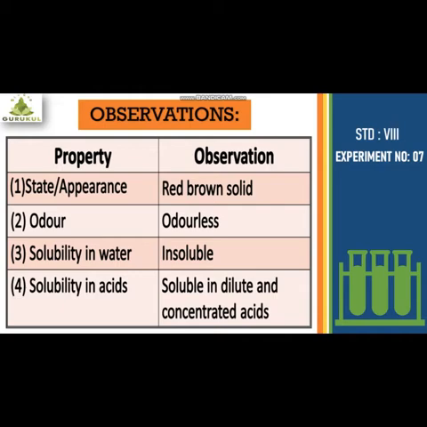Solubility in water, remember we have taken a test tube where I have added water. In that test tube, students, what do I observe? You know that iron oxide is insoluble in water. So that is the observation. Then solubility in acids, let us see. Iron oxide is soluble in dilute and concentrated acids. Very interesting. It is insoluble in water, but it is readily soluble in dilute hydrochloric acid and concentrated hydrochloric acid. So these were the observations that we have made, students.